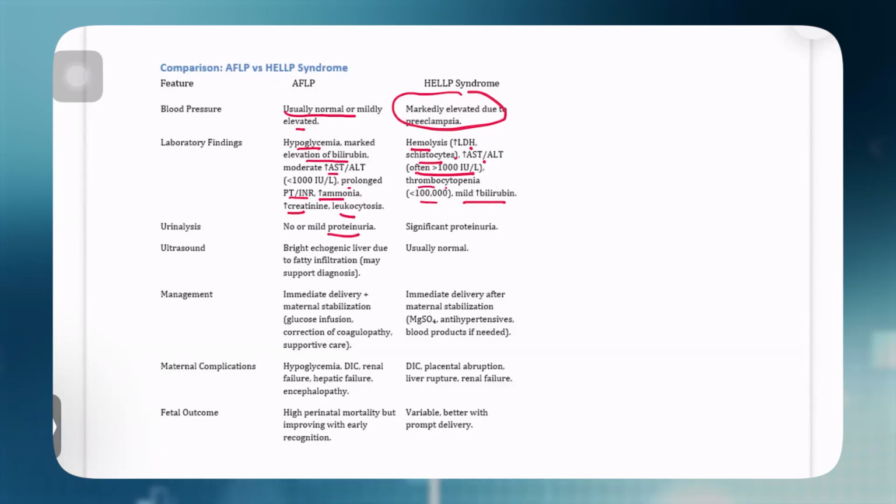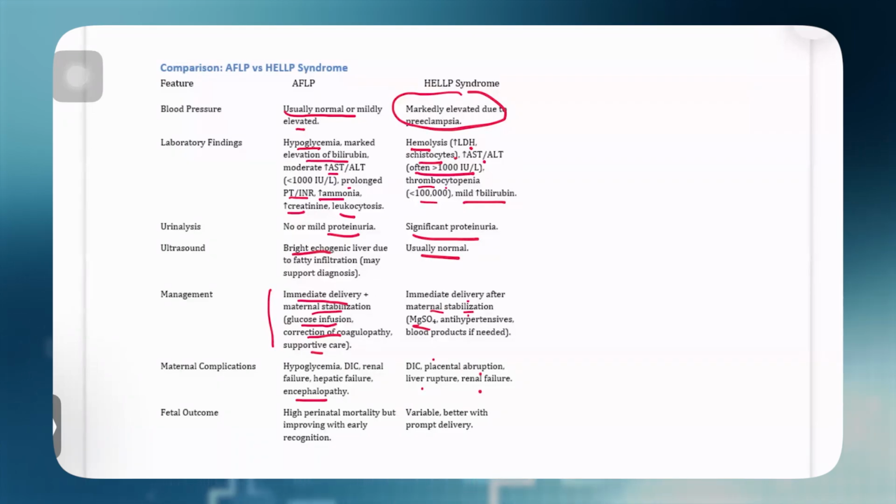Urinalysis: no proteinuria or mild in AFLP, but in HELLP syndrome, significant proteinuria. Ultrasound: bright echogenic liver due to fatty deposits in AFLP, whereas in HELLP syndrome, it is normal. In management of AFLP, immediate delivery and maternal stabilization with glucose infusions and correction of coagulopathy, very intensive management. Whereas in HELLP syndrome, immediate delivery, maternal stabilization, giving magnesium sulfate and correcting the blood pressure. Maternal complications in AFLP: DIC, hypoglycemia, renal failure, liver failure, brain failure, that is encephalopathy. In HELLP syndrome: DIC, placental abruption, liver rupture, renal failure because of ischemic injury.